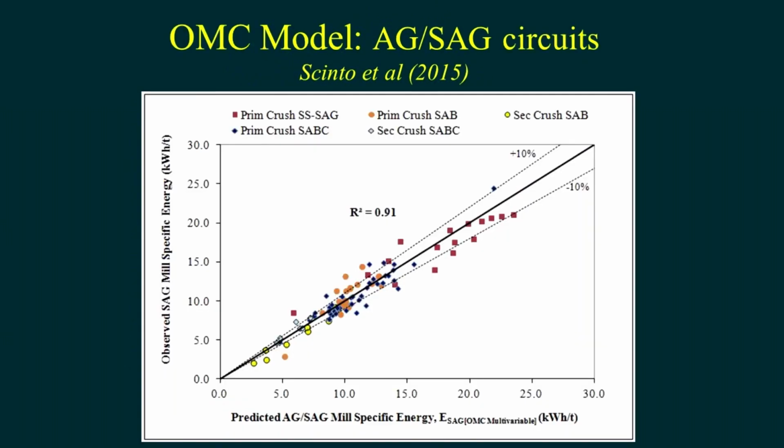The Orway model, this was published in 2015. That's the predicted AG/SAG mill versus the observed AG/SAG mill from Orway's circuit. They have a lot of data, and their model seems to work quite well. They give the statistics, that's plus or minus 10%, so it would suggest that most of those data fit within plus or minus 10%.